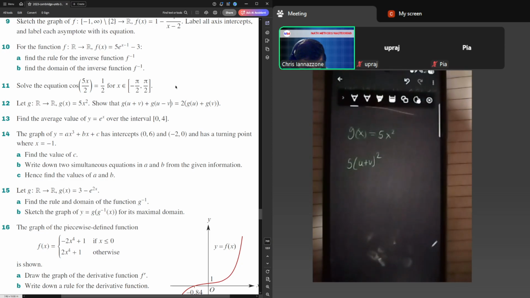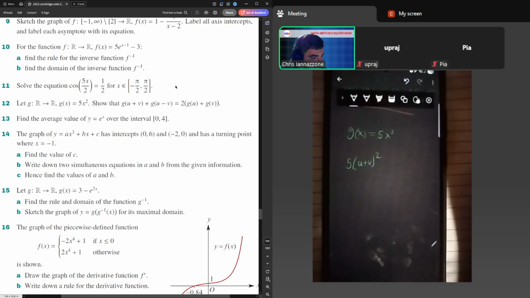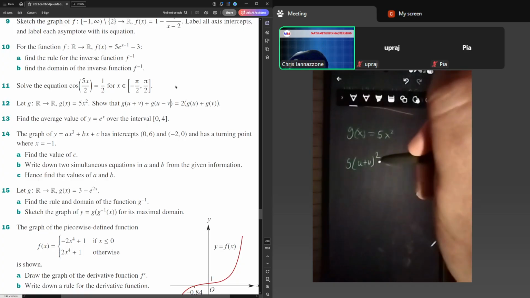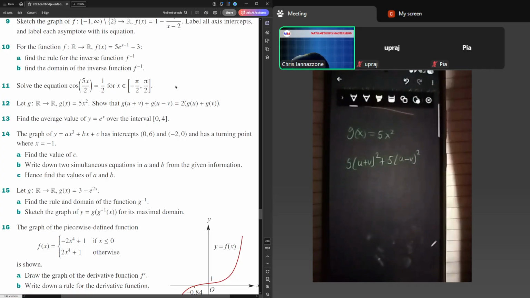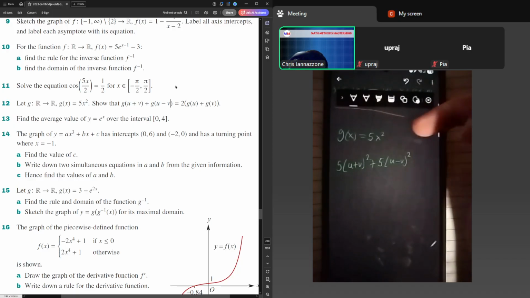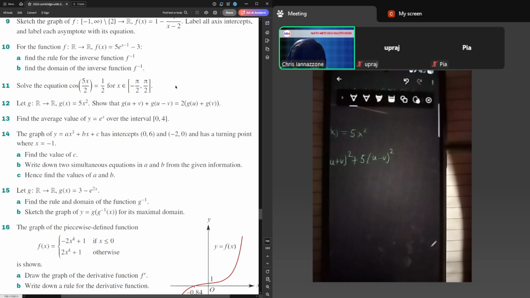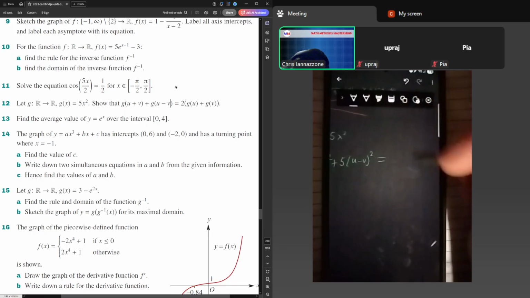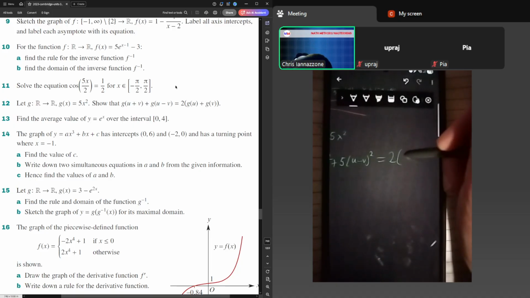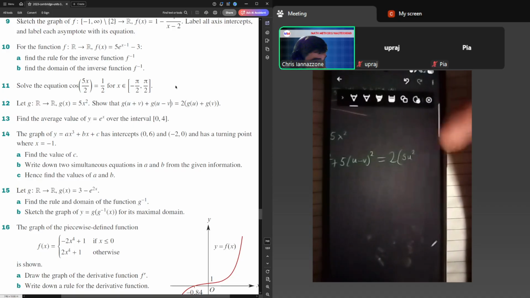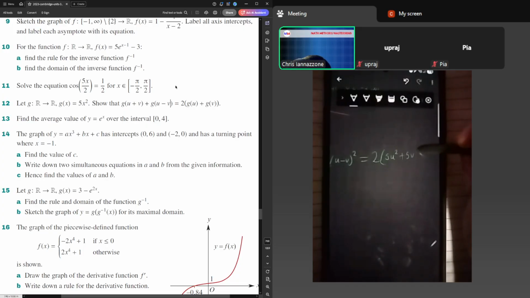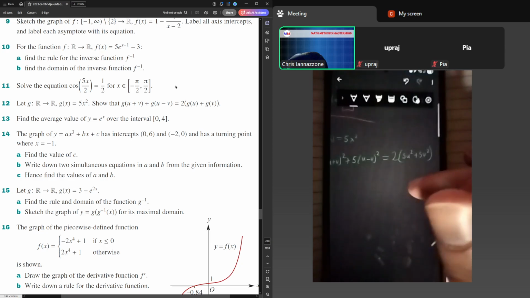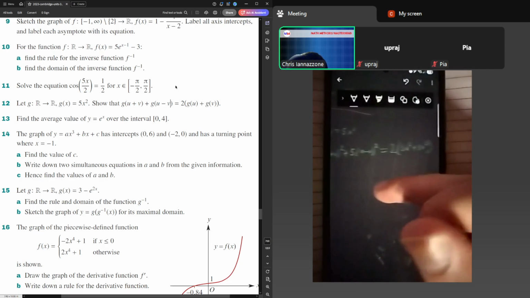Come on, focus up, please. Yes. And then you're adding that to g of u minus v. So exact same thing, 5, but this time it's u minus v all squared. That's our left-hand side. As for our right-hand side, we have 2 times g of u plus g of v, so basically 5u squared and 5v squared. We need to make left-hand side identical to right-hand side.